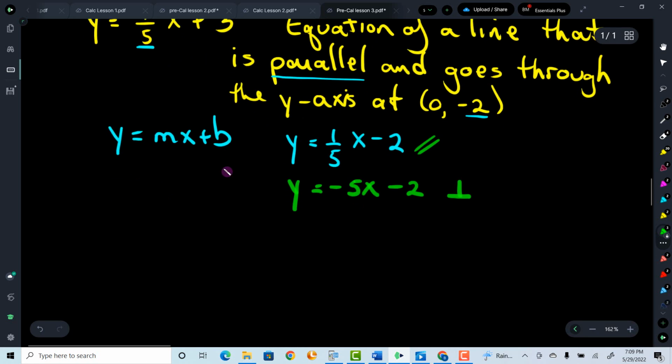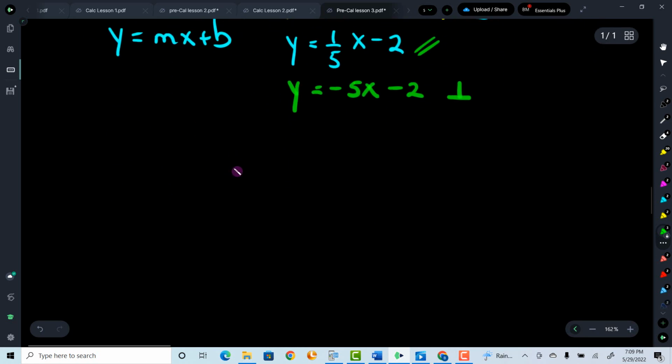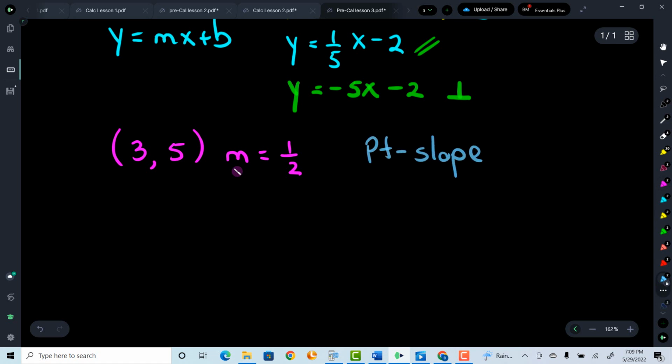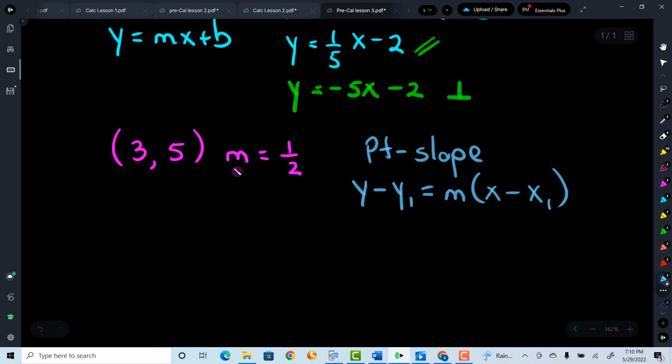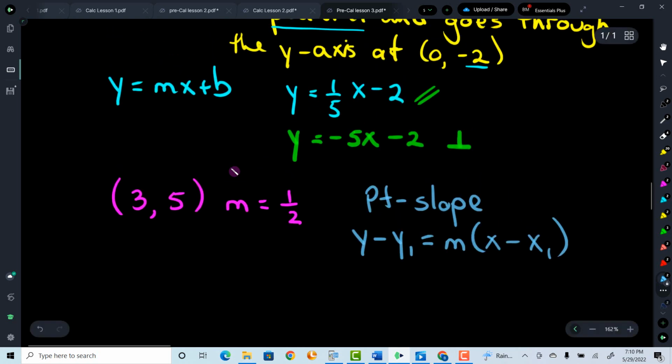Okay. Since we're talking about writing equations of lines, can you give me the equation of a line that goes through the point 3, 5 and has a slope of 1/2? Well, in order to do that, I'm going to use what we call the point slope equation, which looks like this. y minus y1 equals m times x minus x1. That's our point slope equation. Okay, so we have a slope-intercept equation.